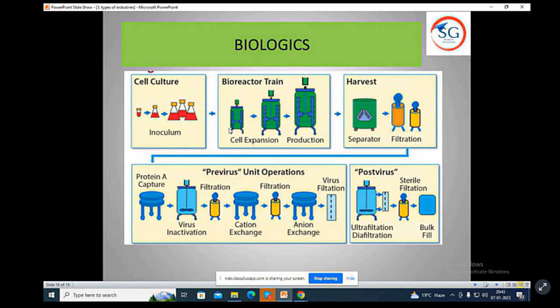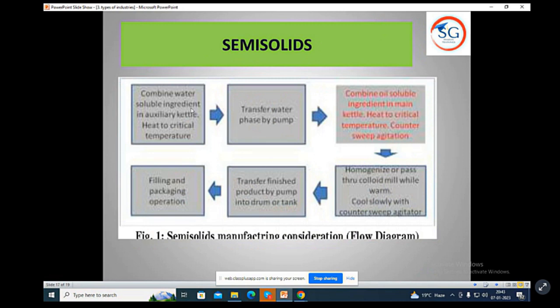This is a very vast subject, which requires great care while working in the biologics department. Next is the semi-solid formulation. Semi-solid means ointments and creams come under semi-solids. As you know, maybe you have studied in your B.Pharm, water soluble ingredients should be heated separately, and oil soluble ingredients should be heated separately. The water soluble ingredients should be mixed with the oil soluble ingredients in a separate vessel by continuous mixing, so that emulsion will be formed.